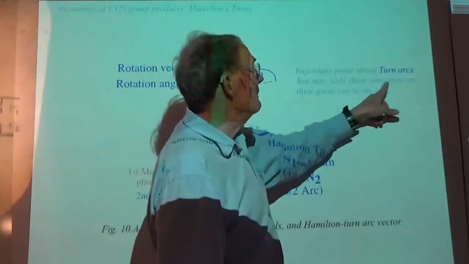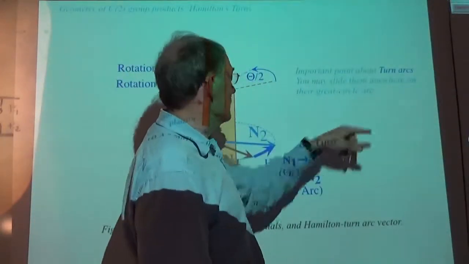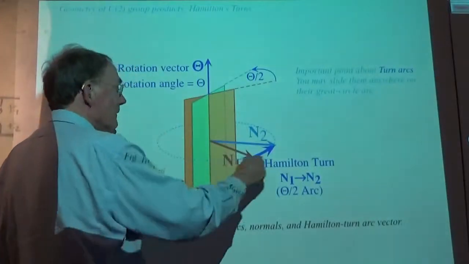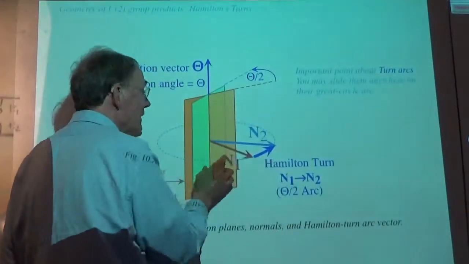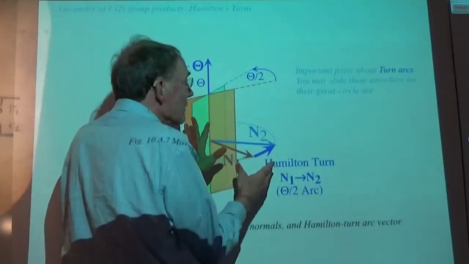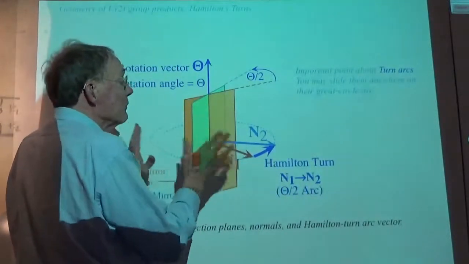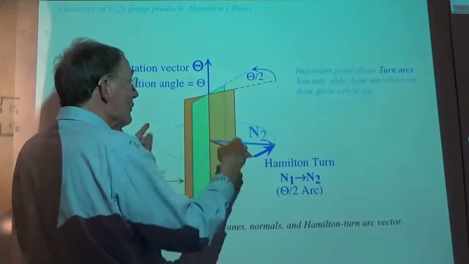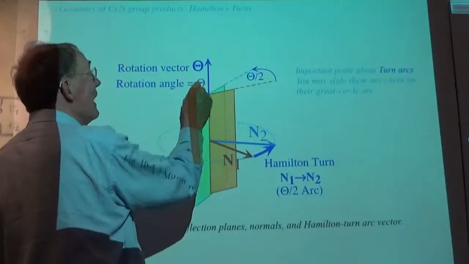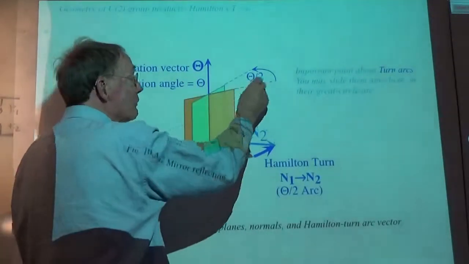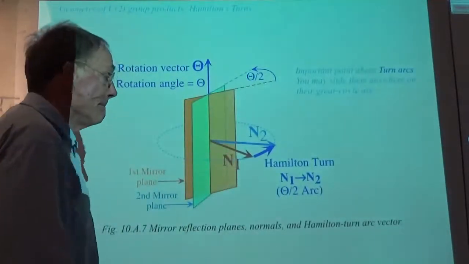You may slide them anywhere on their great circle equator. You can put this thing anywhere you want. Of course, you'll be taking the mirrors with it, but they don't care where they sit. They're still going to make a rotation around this axis by that much, because they've got that much over 2 between them. Cool?